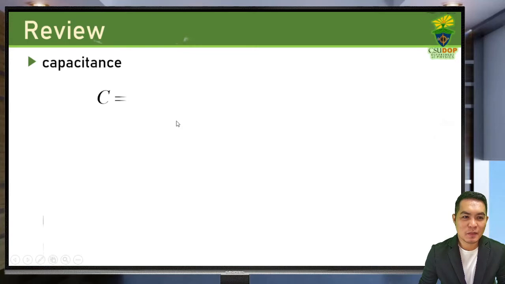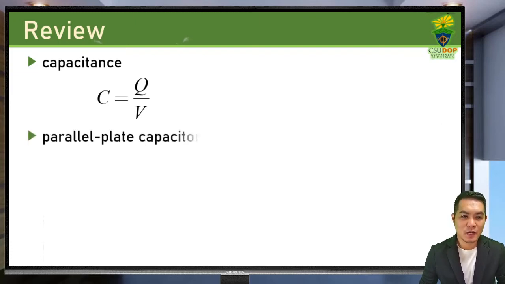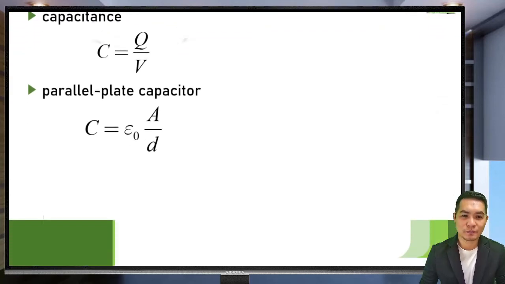So we have discussed the capacitance, which is just the ratio of the charge of a capacitor over the potential difference of a capacitor. And we found out in the previous lesson that the capacitance of a parallel plate capacitor essentially doesn't depend on whether the capacitor is charged or not. It essentially depends on its design or its shape.